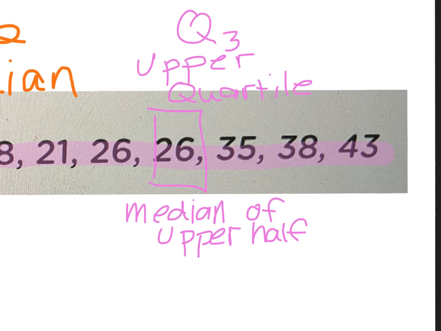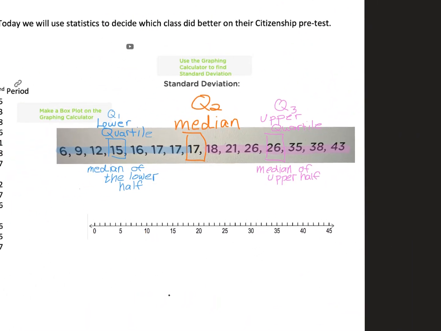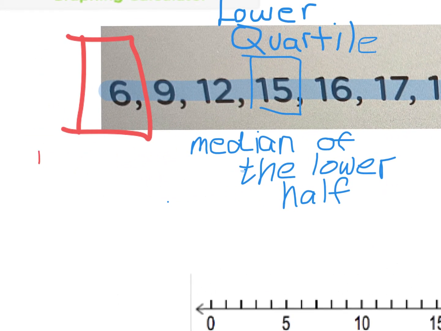the median of our upper half is our Q3. And then finally, the last piece of important information is that we need to identify the smallest number in our data set. What's the smallest number up there? 6. That also has a special word, but it makes sense. That is our minimum, because that's the smallest number up there.